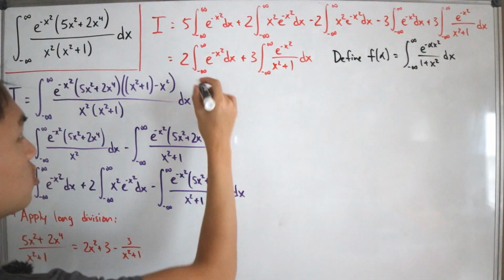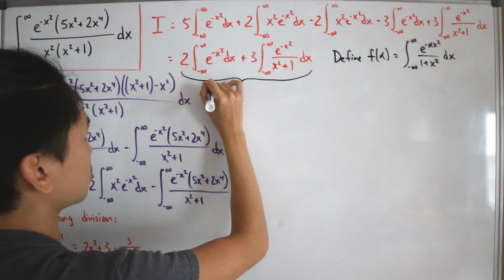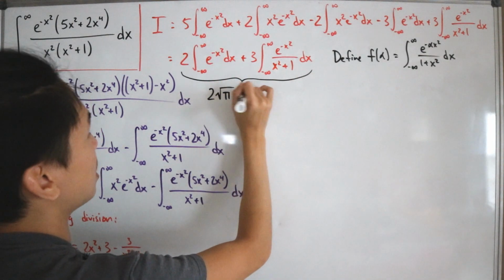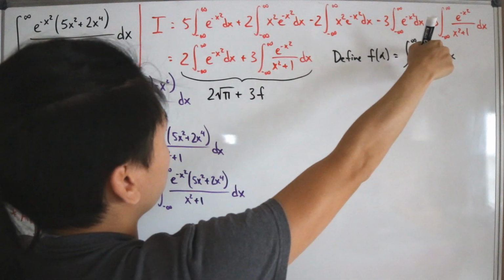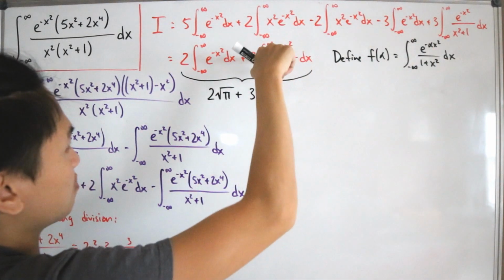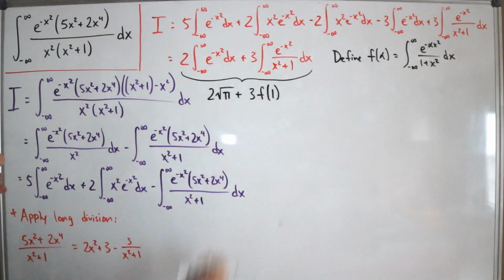With that in mind, to put things in perspective after we plug in our values, so far we'll have 2 times the square root of pi, plus 3 times f. If we plug in alpha equals 1, that matches over here. So what's left is we have to calculate exactly what f of 1 is equal to. With that, let's move on to that next step.